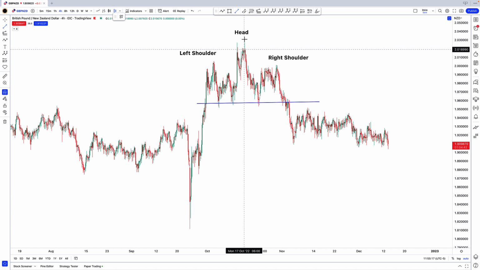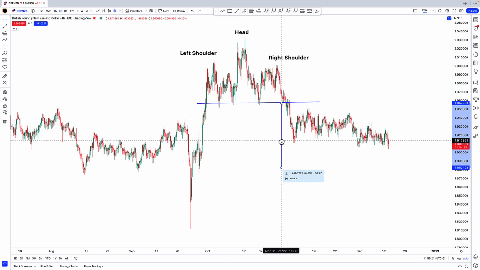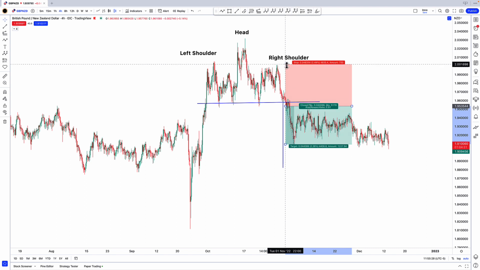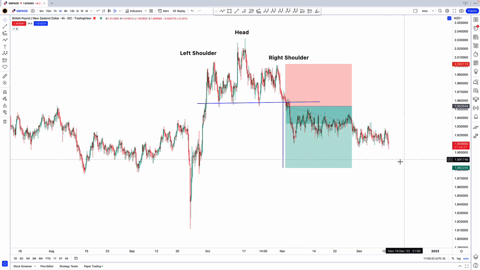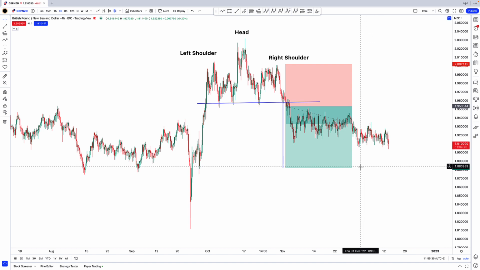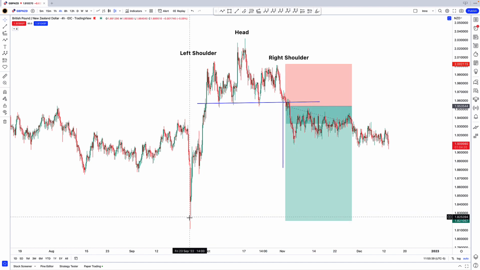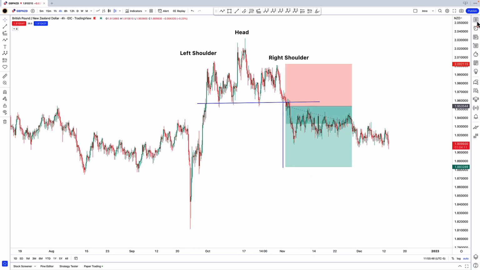In this case, we would take our neckline measurement like this, overlay that from the breakout point of the neckline. Our trade will look something like this. So you can see we're still on our way to that minimum expected target. And of course, I can always extend that target if I wanted to target the lows from September 2022. I'm just talking again about our minimum expected target.